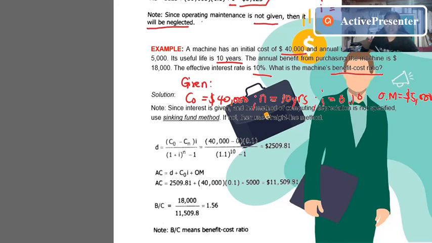Take note that since interest is given and the method of computing depreciation is not specified, if the problem does not say, we use the sinking fund method. If it is specified, then we use the straight line method. So the formula for depreciation in the sinking fund method is CO minus CN multiplied by I divided by 1 plus I raised to N minus 1.